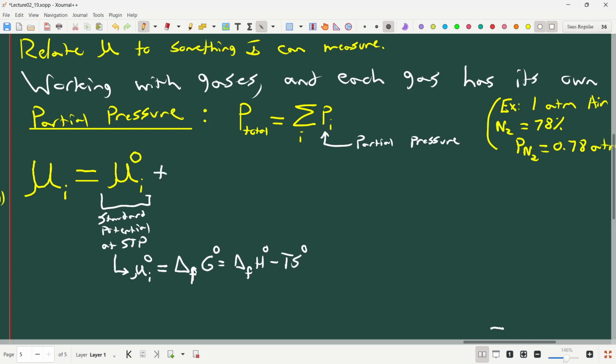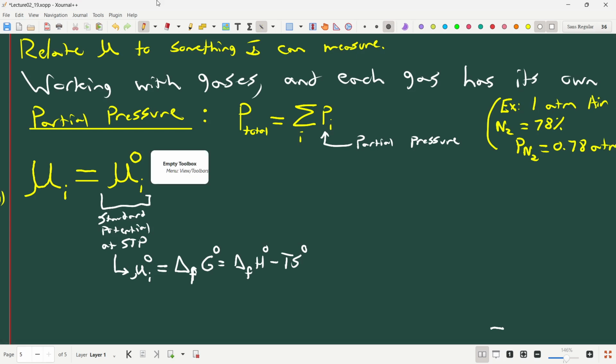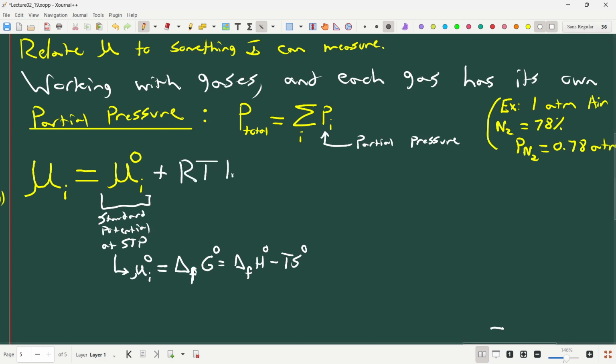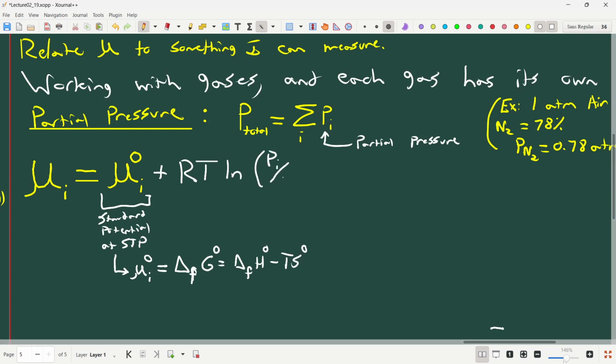And it deviates at a different pressure than STP, because of course we might have a system that has a very small amount of material. It's going to have a different chemical potential. It ends up being RT ln the pressure of that component divided by the standard pressure.